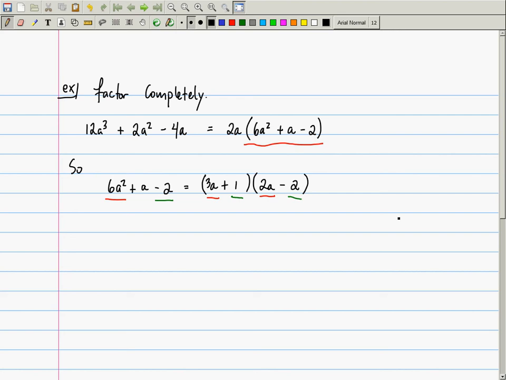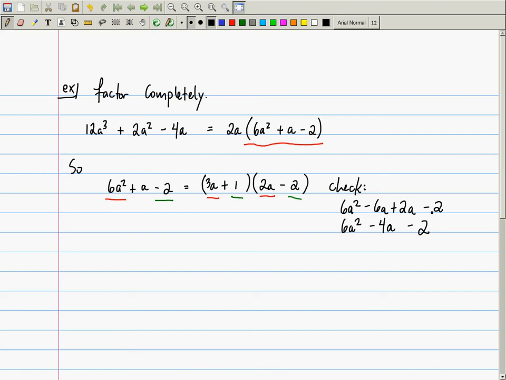Okay, so then how can we check and see if this is really correct? By multiplying this out. So let's check. It will be 3a times 2a, so that will be 6a squared, and then 3a multiplied by negative 2, so that's minus 6a, and then 1 multiplied by 2a, so that's plus 2a, and then 1 multiplied by negative 2, that's negative 2. Okay, so that would be 6a squared minus 4a minus 2. So is that what we needed? No, so we must have made an error.